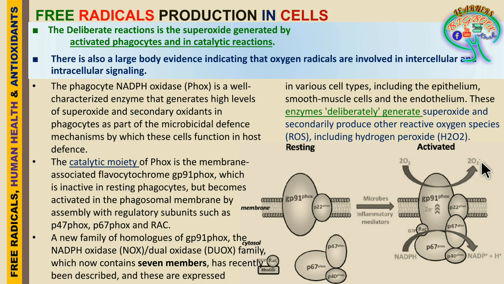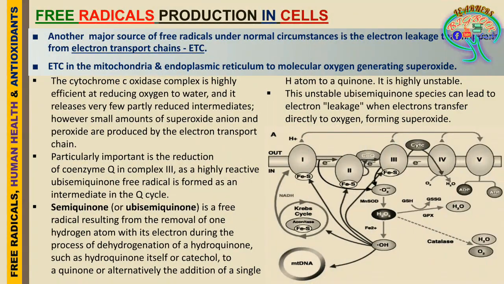So this is regarding this particular mechanism of the production of the free radicals deliberately on a catalytic reaction basis. Now next, another major source of free radicals under normal circumstances is the electron leakage during the electron transport chains, that is, the electron transport chain in the mitochondria and endoplasmic reticulum to molecular oxygen, generating superoxide.